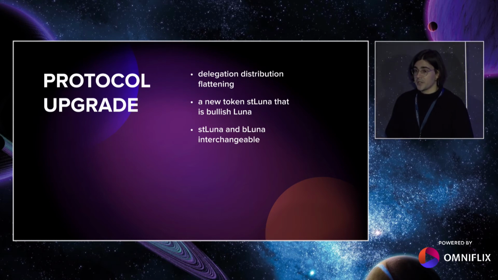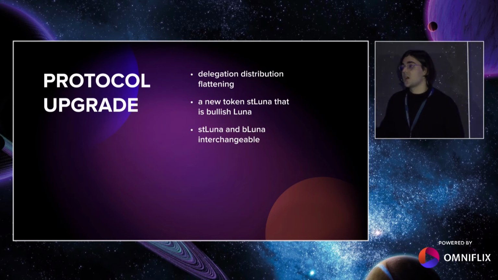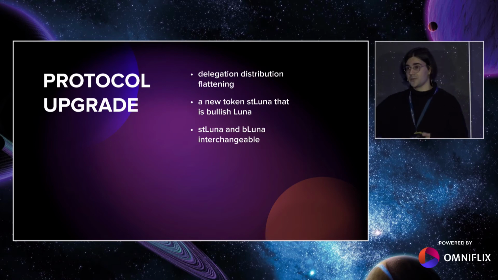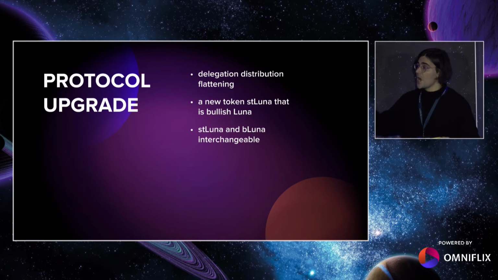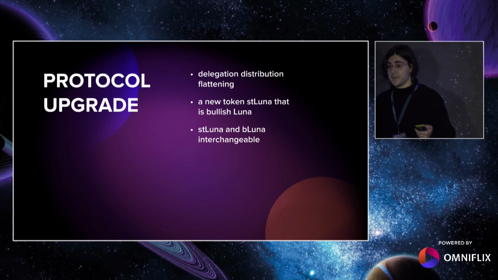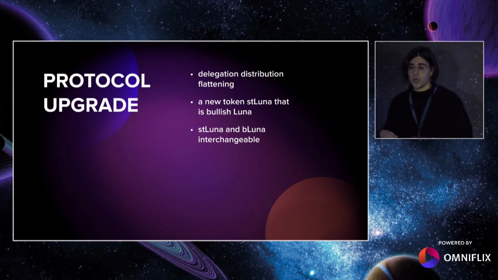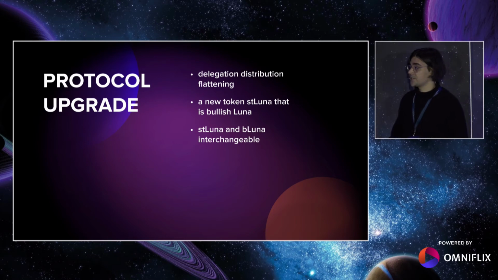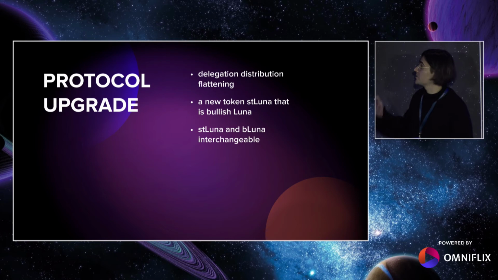The STLUNA token is a kind of bullish version of BLUNA, because with STLUNA, all the rewards generated by the STLUNA share of the staked assets are being restaked immediately into the system. So the STLUNA token grows with time. And there are no problems with rewards claiming and so on.